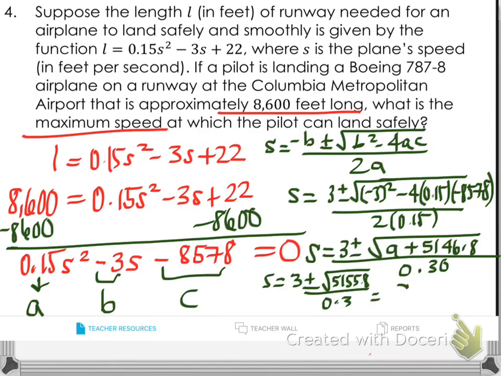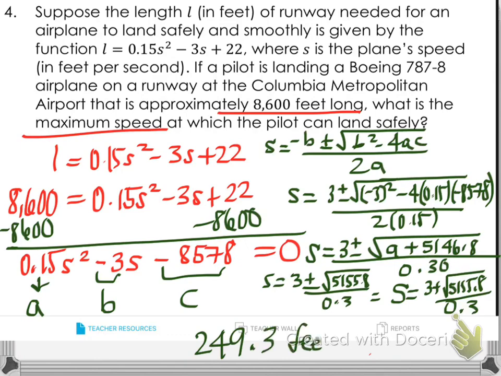And the one that we're going to solve is s is equal to 3 plus the square root of 5,155.8 divided by 3/10. When we add 3 to the square root of 5,155.8, and then divide it by 3/10, we end up with a final answer of 249.3 feet per second. So that gives us our maximum speed.